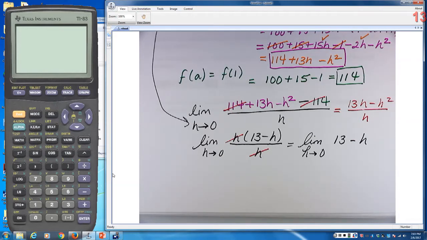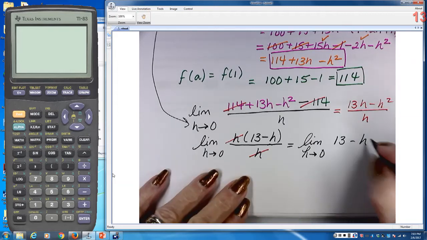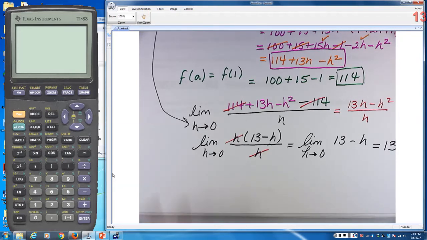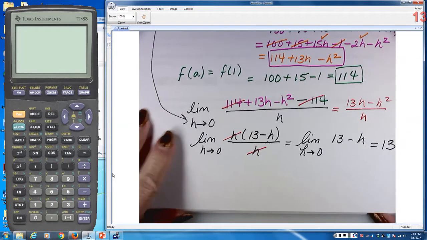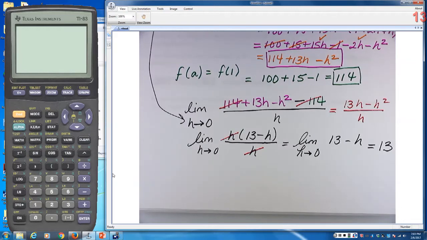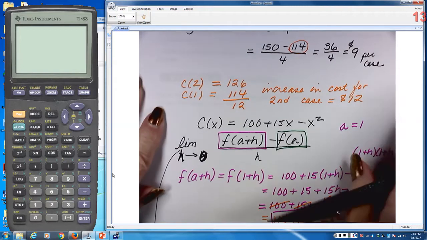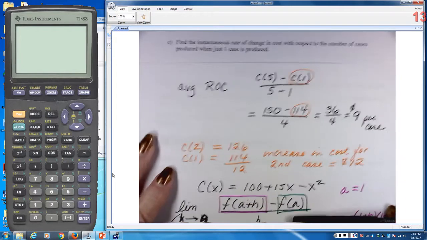So 13 minus tiny h that's disappearing is actually going to wind up being what? 13. Is everybody good with that? What does that mean? Got to go back to the original problem now.